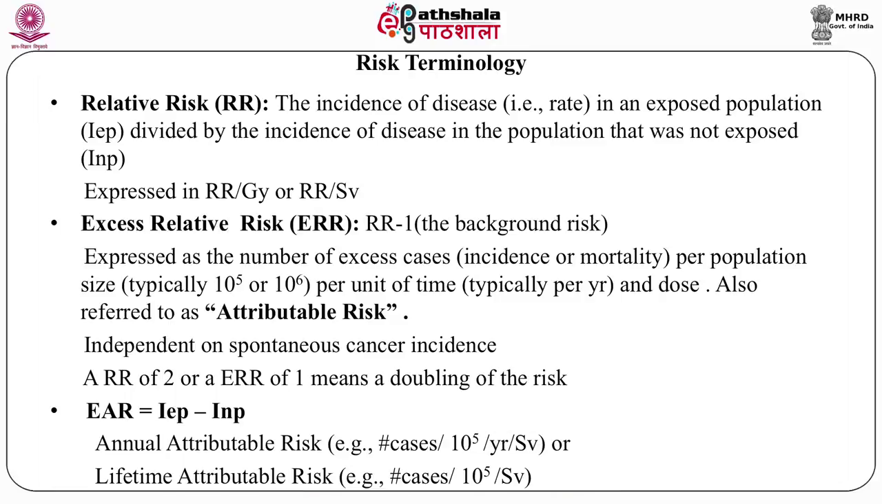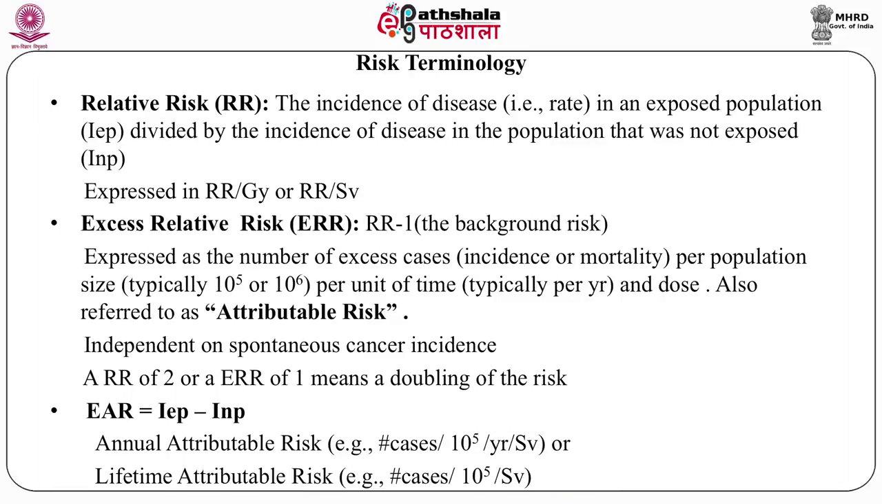How is it expressed? Relative risk per gray. Gray is what? It is a unit of radiation dose. Or there is one more unit, which we will be discussing in another module, which is called effective dose, and the unit for that is sievert. So relative risk is expressed as per unit gray or per unit sievert. Then there is one more term, excess relative risk, which is called ERR.